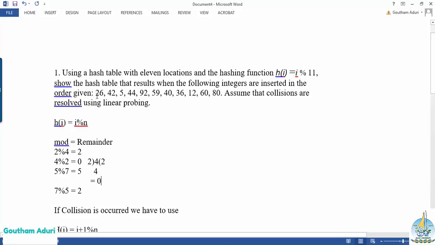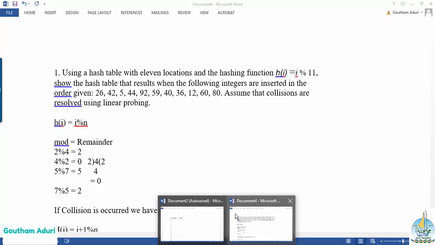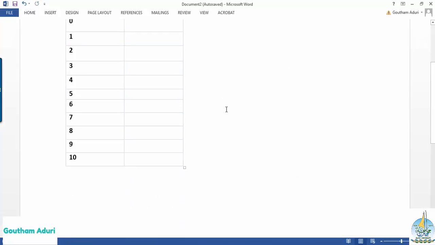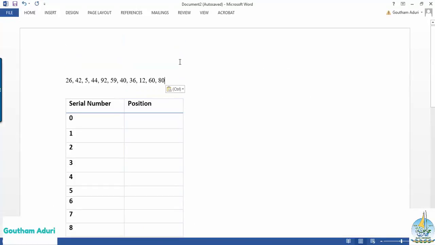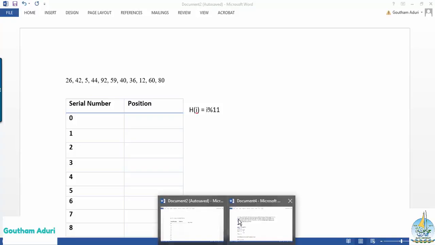Here the 11 values are given. Let me put these 11 values in the document, and then I will calculate. The question they have given is h of i is equal to i mod 11. And how are we going to resolve the collisions? I didn't show it yet, so let me show.